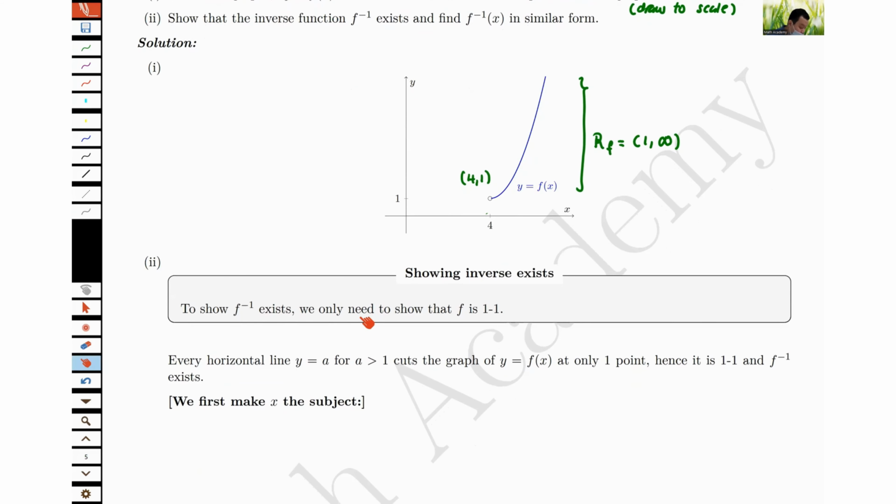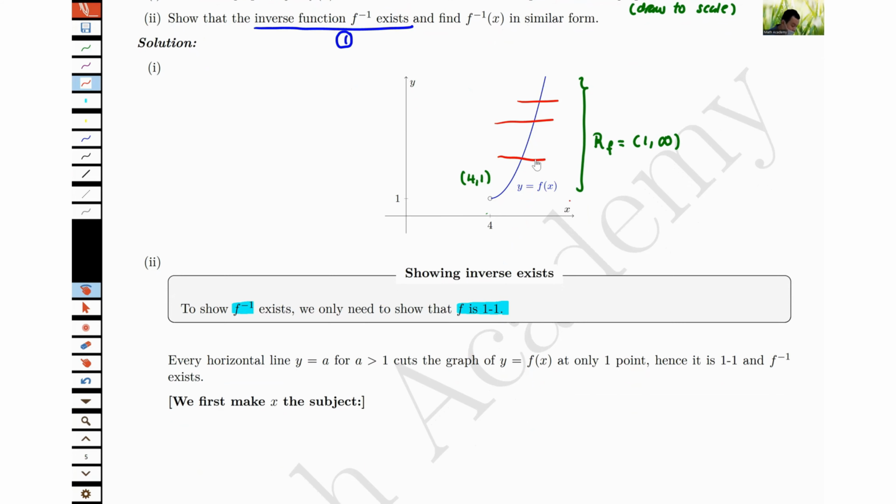Okay, then comes this problem where we need to understand that there are two parts to it. Number one is, can we show that the inverse function exists? What do we do when we want to show an inverse exists? We mentioned on the previous page, to show an inverse exists, we show f is 1-1. So is this a 1-1 function? You ask yourself, if you draw any horizontal line, does it cut twice?